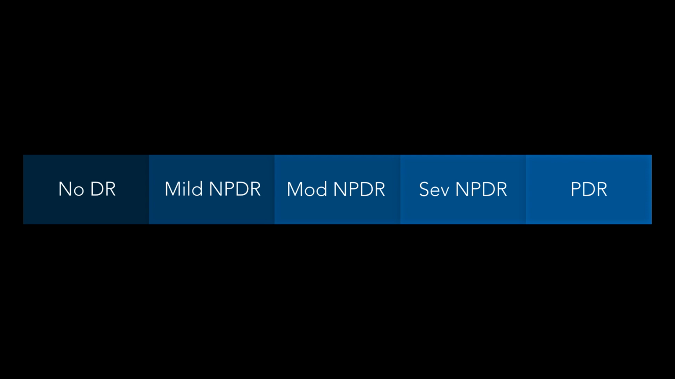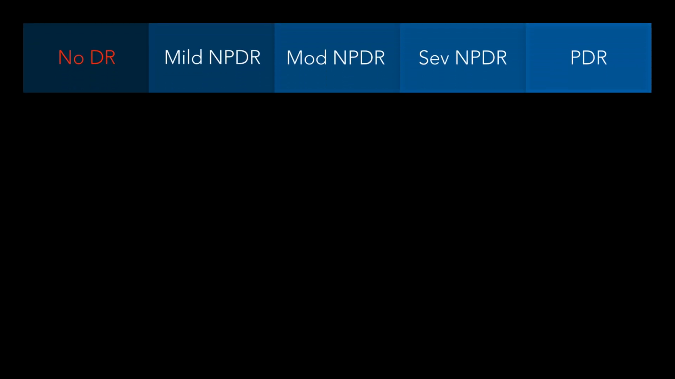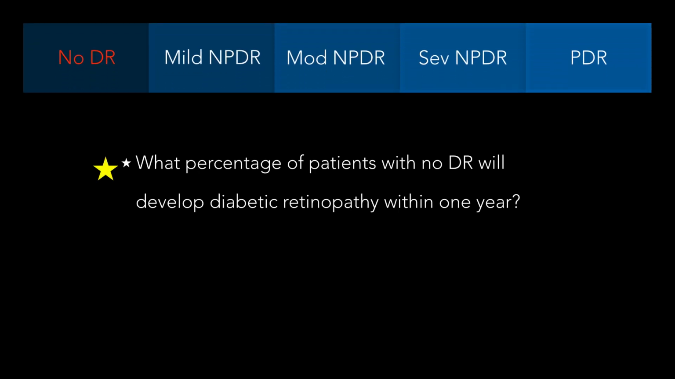Spectrum of diabetes. Notice I don't have diabetic macular edema up here because it doesn't necessarily fall anywhere in particular on the order of events here. You can get it with mild NPDR or PDR or anywhere in between. So the yellow stars, let's see if it comes up, mean first year question.